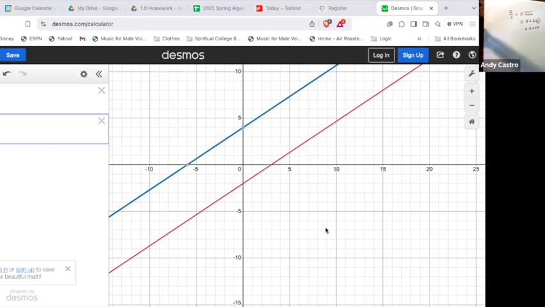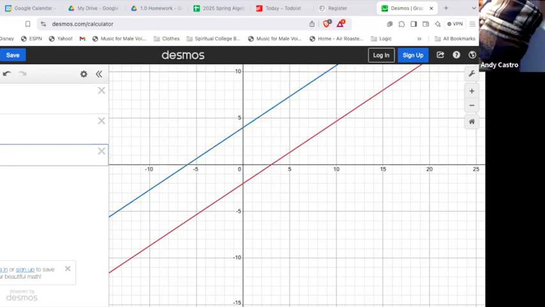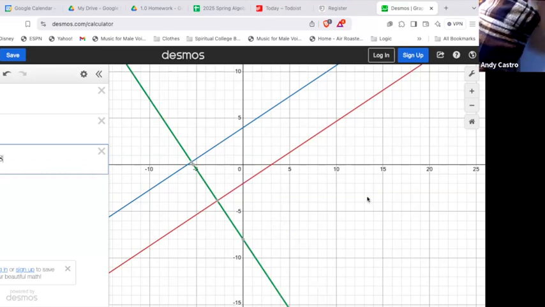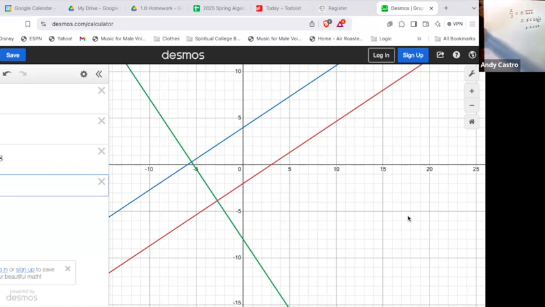All right. Now I'm going to do a third line, and I'm going to show you what a line perpendicular to this looks like. That green line, the third one there, is a perpendicular line. What does perpendicular mean? It means that the green line and the blue line make a 90-degree corner. The green line and the red line make a 90-degree corner.